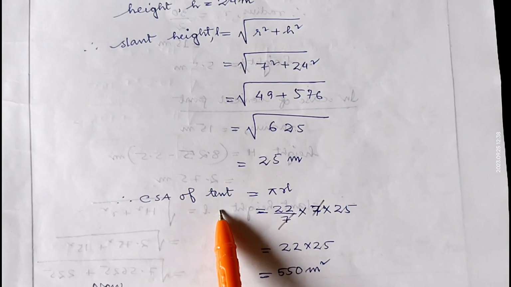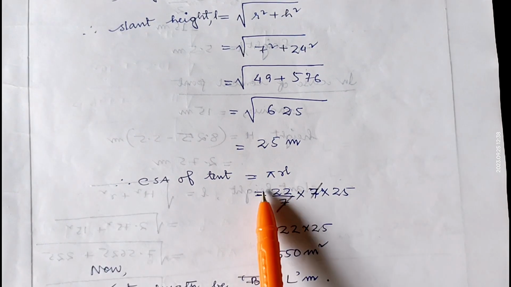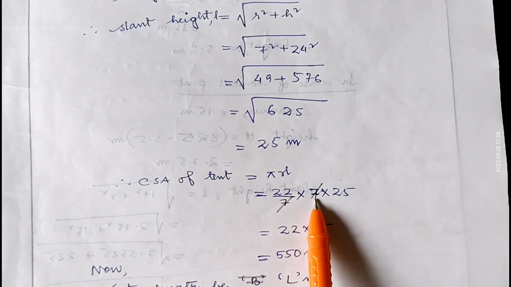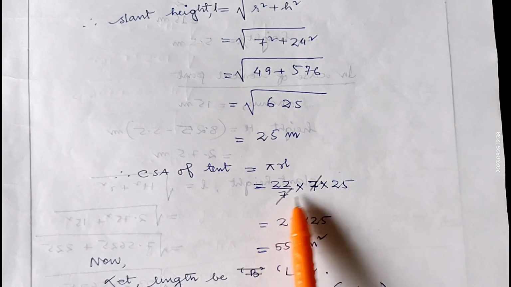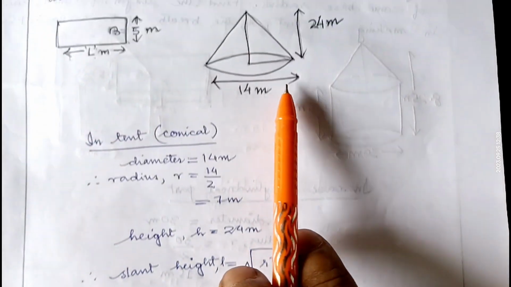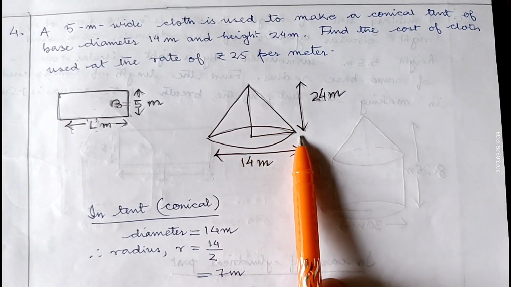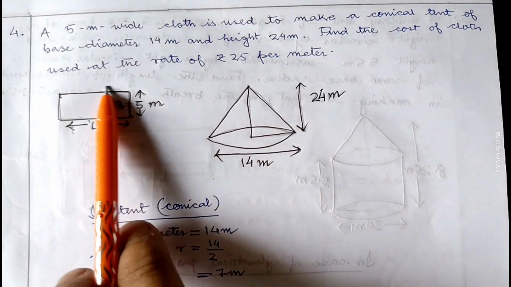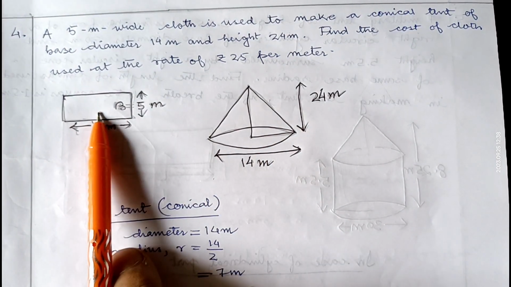Now curved surface area of the tent, that is πrl. π is 22 by 7 into 7 into 25. 7 can be cancelled, so it will be 550 meter square. So curved surface area of this tent is 550 meter square. That means area of the cloth also must be 550 meter square.